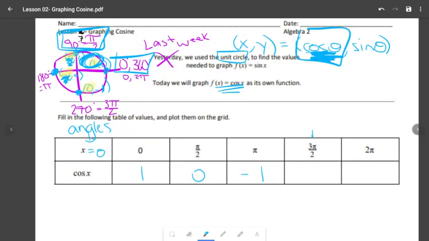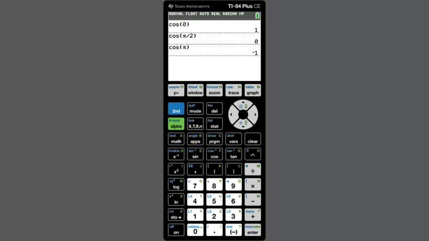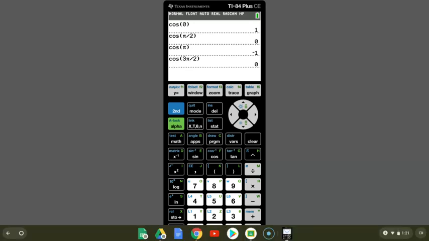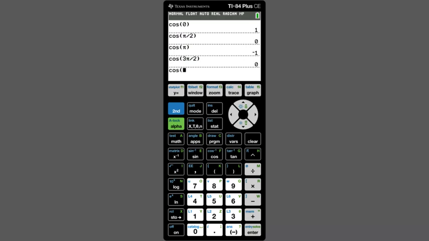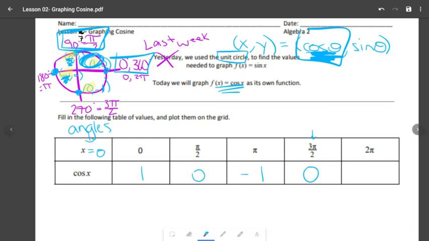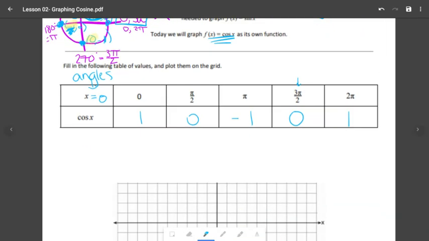Now we're going to do 3 pi over 2. On the calculator, cosine of 3 pi divided by 2, you should get 0. And then last, cosine of 2 pi, we get 1 again. Now, these 5 points, this 1, 0, negative 1, 0, 1, these are cosine's critical points.